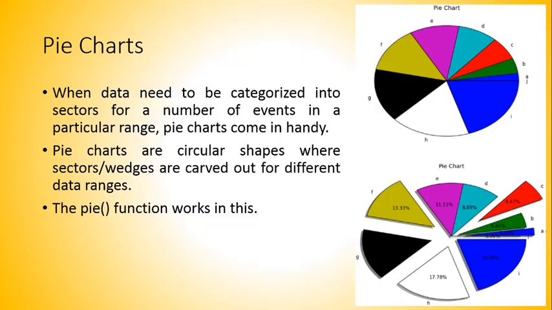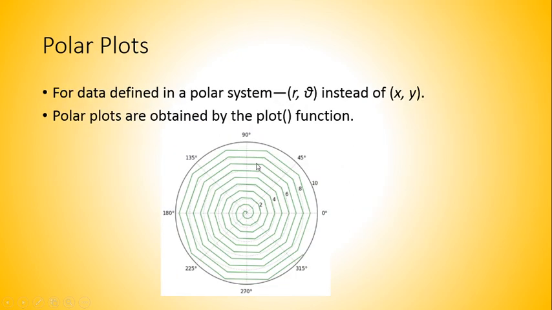Moving further, the next part which we are going to discuss is the polar plot. Quite a familiar one, we know about the polar system. Until now, all the plots we have discussed have been dealing with data defined in Cartesian coordinates. But what about data which is defined in the polar system? We know that in the polar system, instead of xy coordinates, there are r and theta coordinates. The polar plots are obtained by using the plot function. A certain example for it is written here.